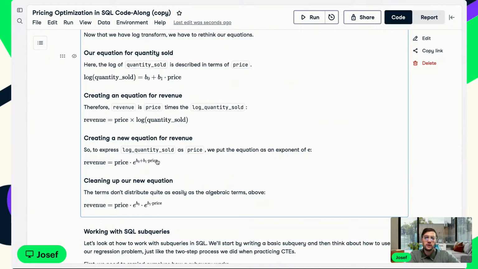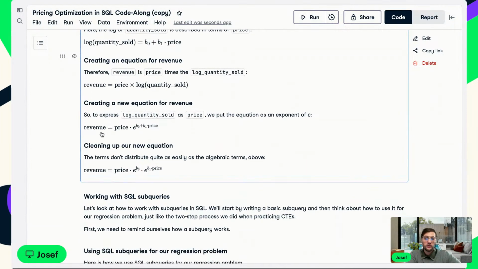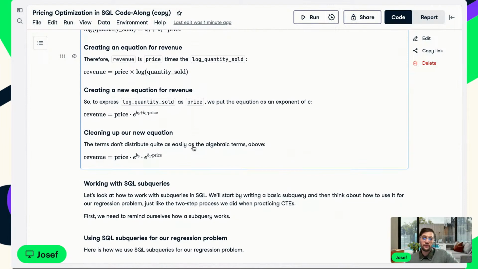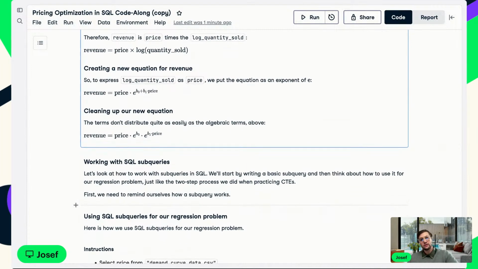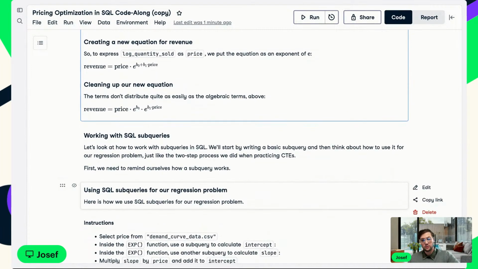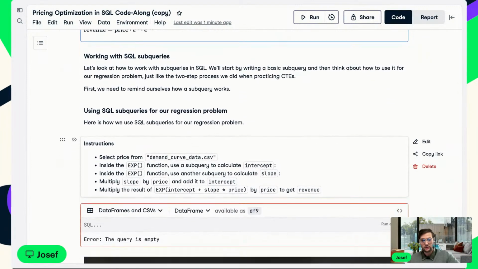And so when we consider this logarithm, our new definition of revenue is revenue equals price times e raised to the expression of our linear model. This doesn't distribute quite as easily as the algebraic terms above, but you can simplify it a bit. Going forward, we're going to be working with a log transform in our model because by doing the log transform, we ended up with a little bit of a better linear model.